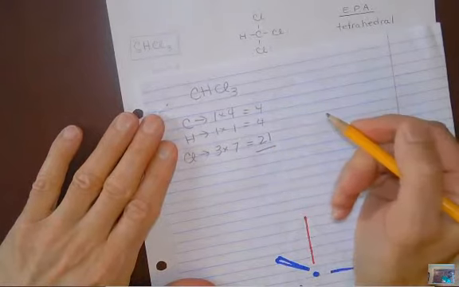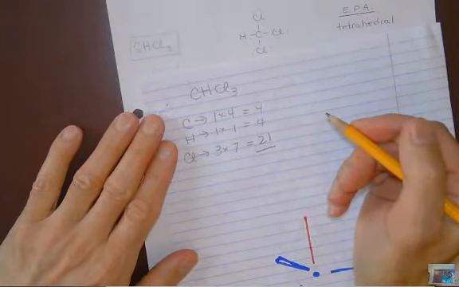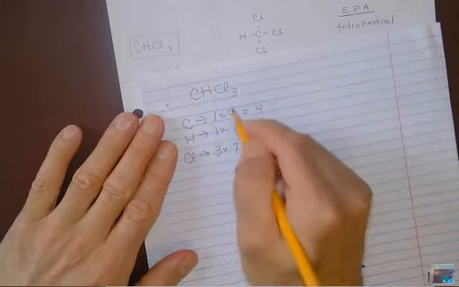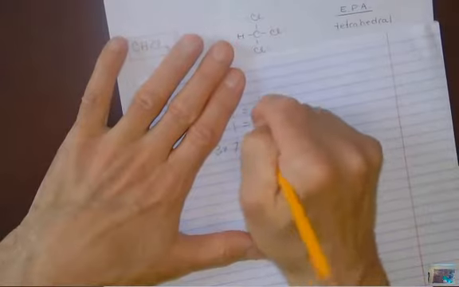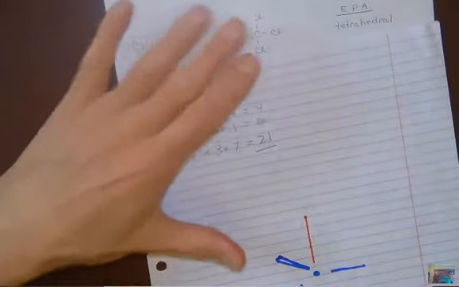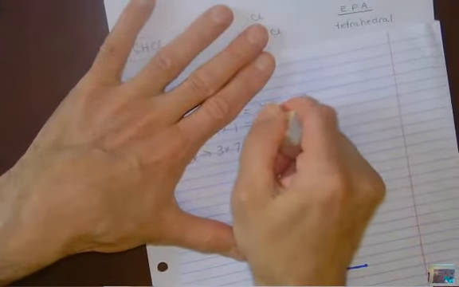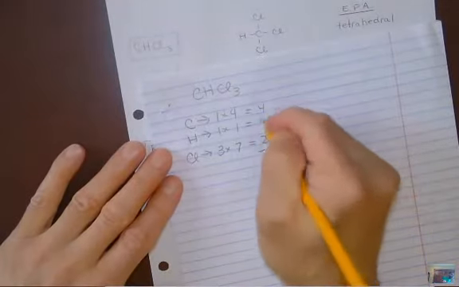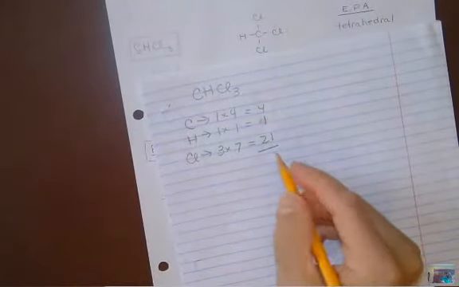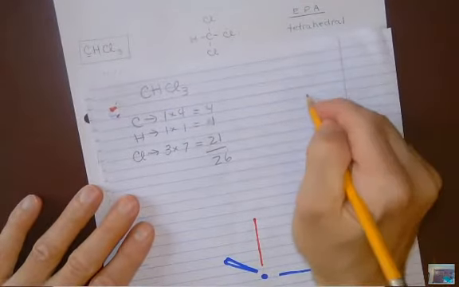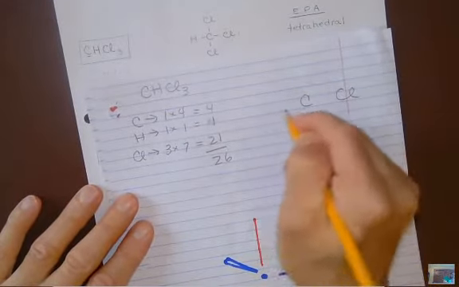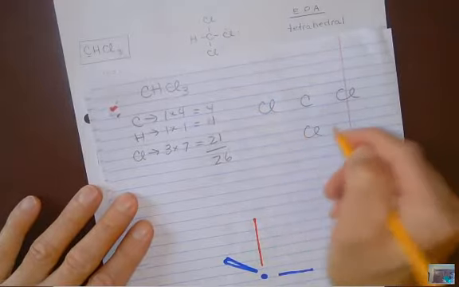So you have to add this. Oops, sorry, guys. 1 times 1 is not 4. 1 times 1 is 1. Okay, so you have 5 and 1 is 6, so you have 26 in the picture. All right, carbon's in the middle. Okay, put the 4 things around it.